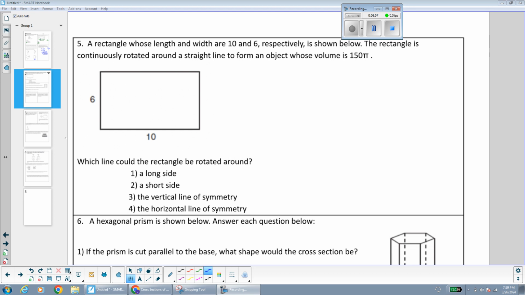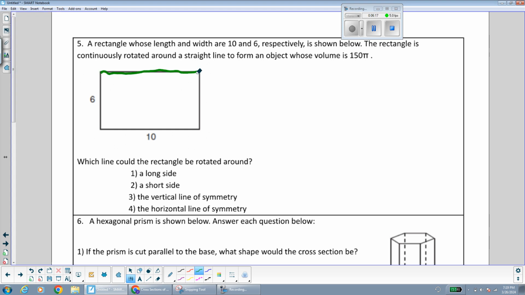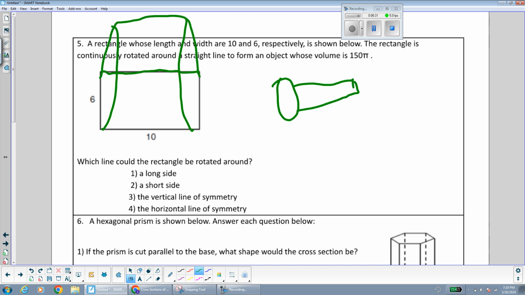Let's try out each of the answer choices and see which one is going to give us a volume of 150 pi. If we rotate around the long side, then that means we're spinning around the long side, and I'm a terrible, terrible artist, but here's our cylinder. So it's a cylinder that's laying on its side. And as you can see here, the radius is 6, and the height is 10.